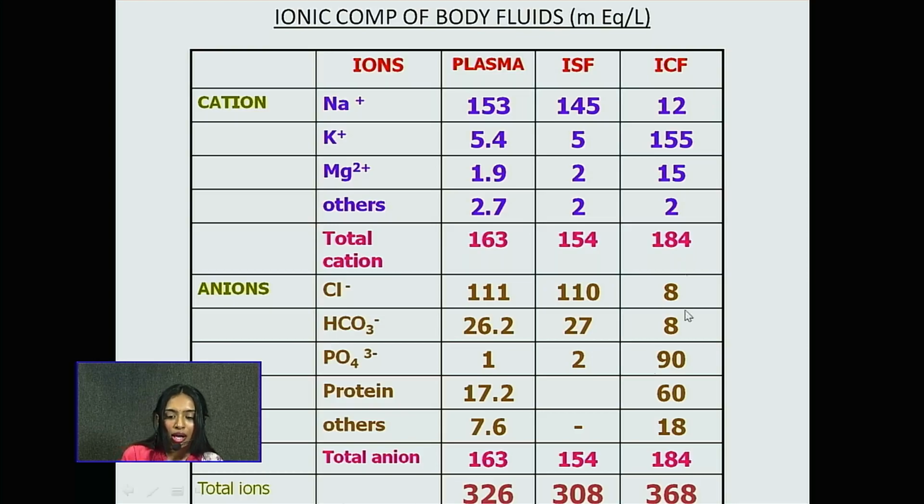So the total ions, cations plus anions, present in the plasma are 326, the total ions present in ISF are 308 and the total ions present in the ICF are 368.